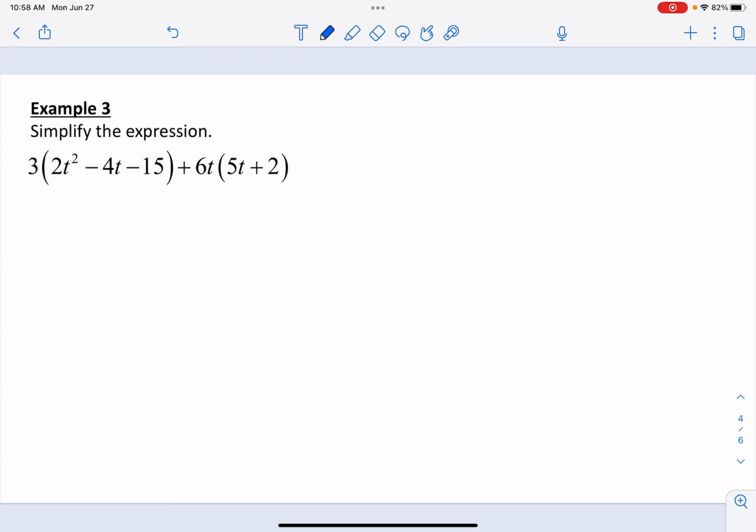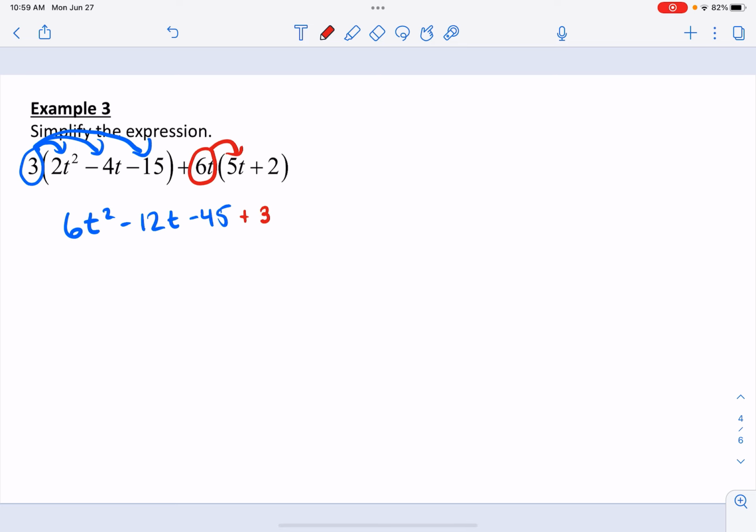Okay, simplify this expression. So just a little bit more complicated. The 3 gets distributed in to everybody. What's nice is there's no variable attached, so I just multiply the numbers together. And then I have 6t. I'm going to multiply in to get a 30t squared. Remember, you're adding the exponents.